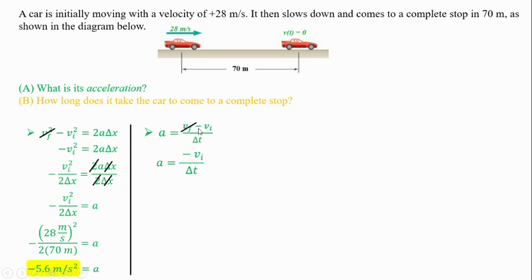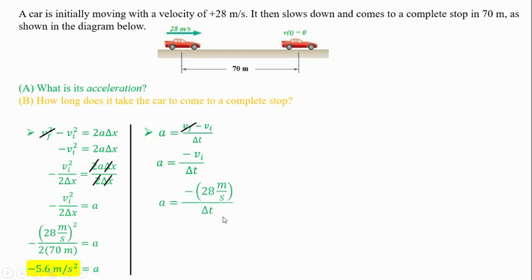So I'm just going to carry the negative Vi down to the next step here, and delta t. Here, I noticed that I have Vi already because the problem said so, it is 28, but delta t, I don't know what delta t is. I don't know how much time it took for the car to come to a complete stop because they never gave it to me directly, but that's okay.